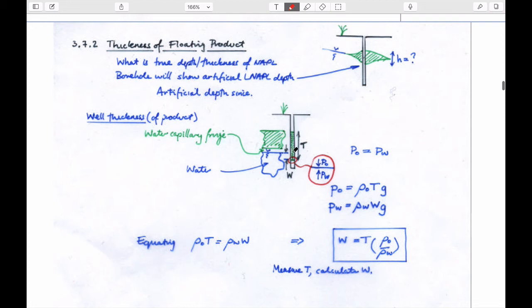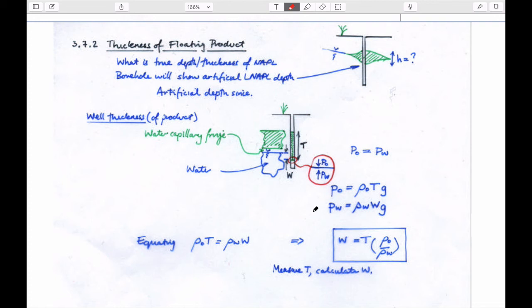This green stuff will leak into the hole, and we'll end up with the height of the free product sitting on top of water in the well. If we put down a depth sensor that measures the electrical resistivity difference between these, we can pick up this interface, so we can measure this thickness T relatively straightforwardly. We know that at the interface between the column in the borehole and the fluid below it, the pressures have to be equal, and so the pressure on the oil pushing downwards and the pressure on the water pushing upwards have to be the same.